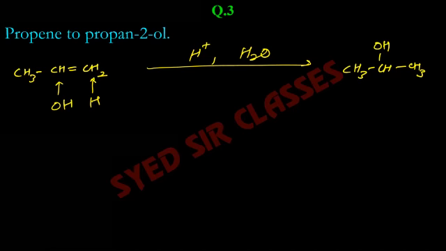Acidic hydrolysis will be as per Markovnikov rule. As per Markovnikov rule, out of OH and H, OH will get attached to the carbon which has less number of hydrogen. So OH will get attached to that carbon which has less number of hydrogen, as per Markovnikov addition.